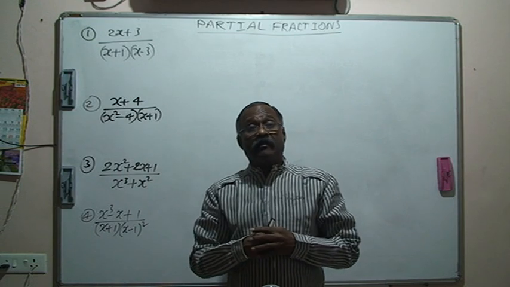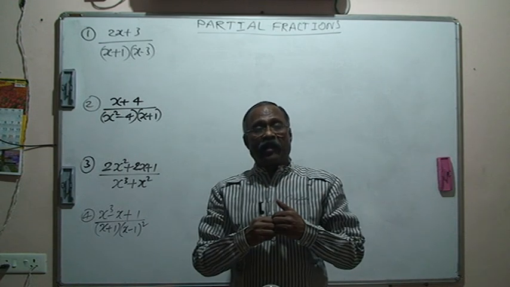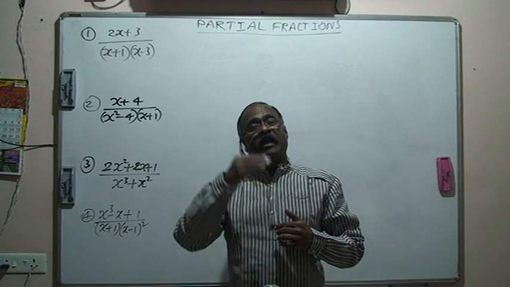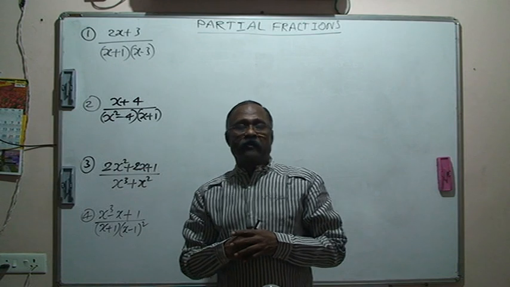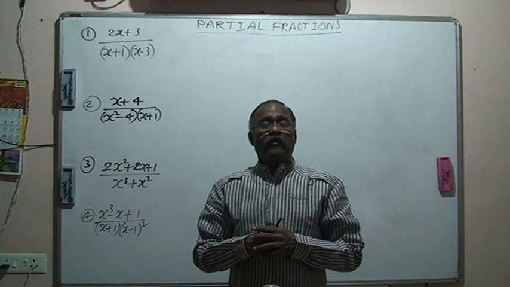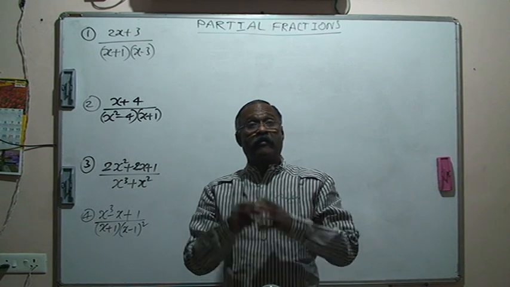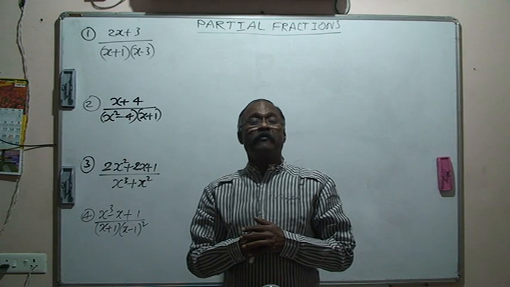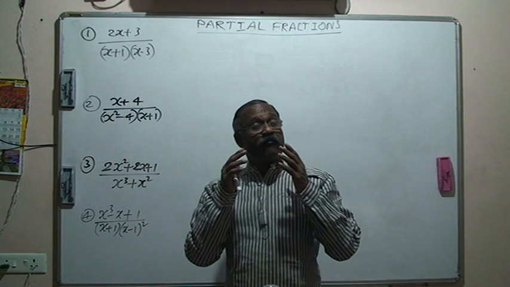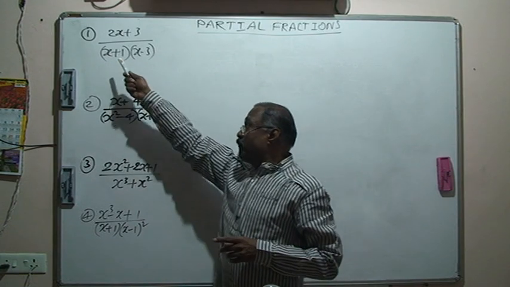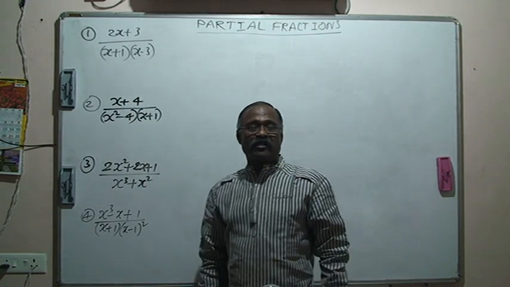And the fourth one is where the numerator has the same degree as the denominator, or the numerator has more degree than the denominator, that is, an improper fraction. These are the four different types of partial fractions. The basic thing you must know is that the number of fractions is equal to the number of factors in the denominator. For example, if you take these two factors, there should be two corresponding fractions.